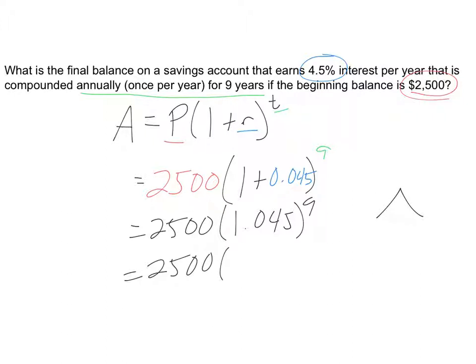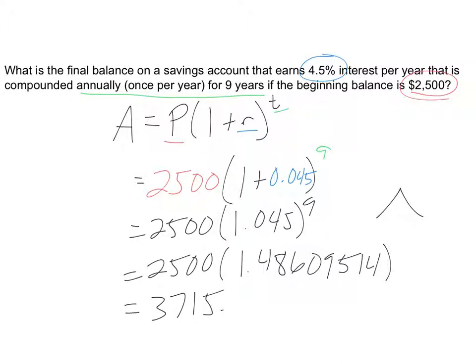We get 1.48609514. That's what we see on our calculator. Then we can take that times 2,500, and we would get about 3715.2. We're going to say $3,715 because we're talking in terms of money.